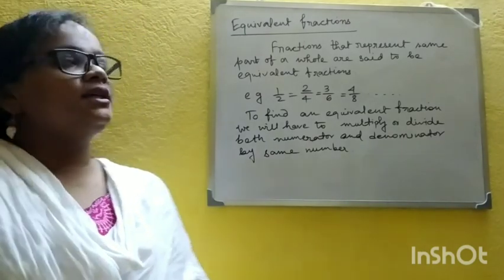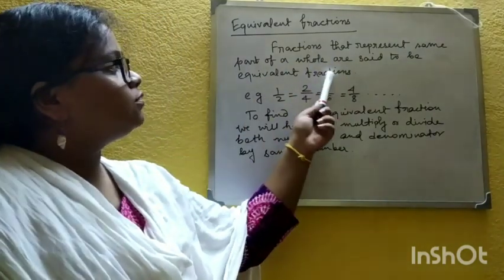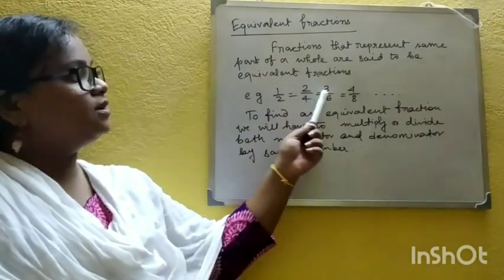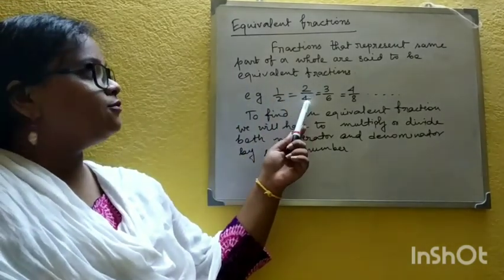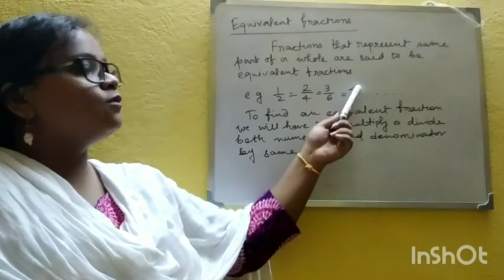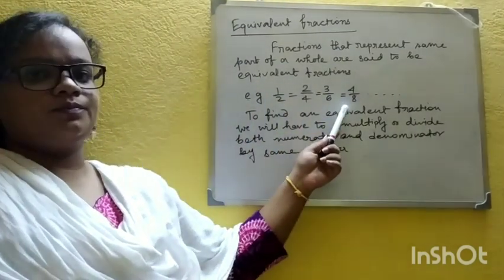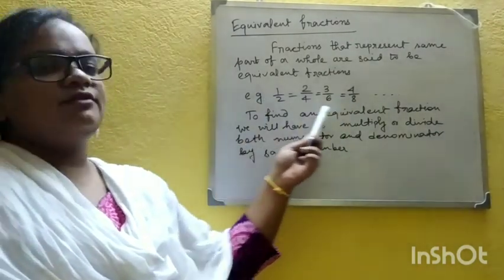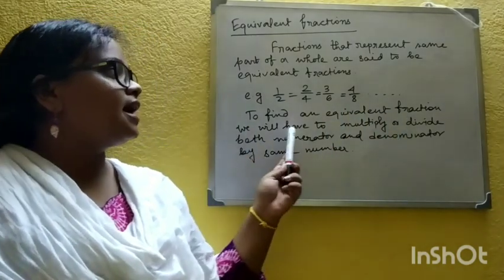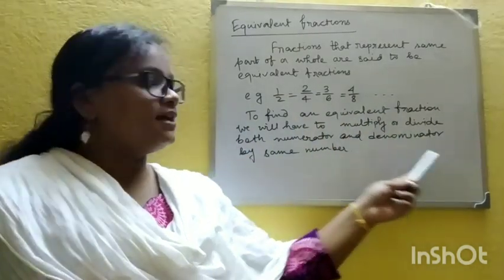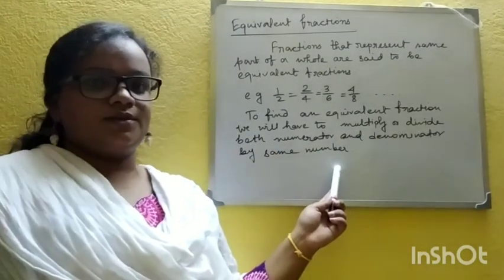Now, what are equivalent fractions? Fractions that represent the same part of a whole are said to be equivalent fractions. For example, 1 by 2, 2 by 4, 3 by 6, 4 by 8. All these fractions represent the same part of a whole. That is why they are equivalent fractions. To find an equivalent fraction, we will have to multiply or divide both numerator and denominator by the same number.